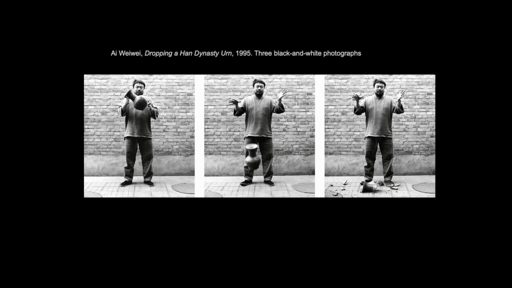That's really cool. This is a very interesting piece by Ai Weiwei. It's also a very controversial piece. Dropping a Han Dynasty urn, 1995, 3 black and white photographs. So in this piece, Ai Weiwei does a political performance. He takes a 2,000-year-old Han Dynasty urn and he just drops it. The piece is composed of 3 black and white photographs that are big. They're 50 by 40 inches. So they're really big, big triptych images that he uses.